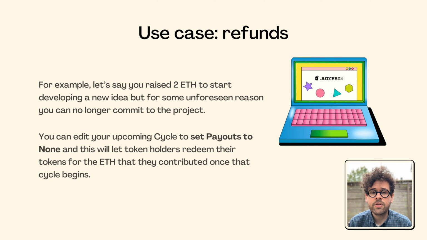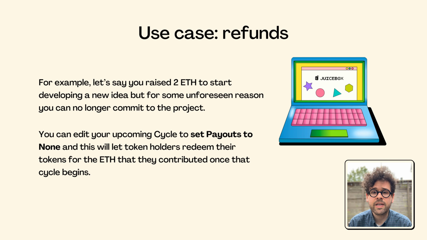Project tokens can also be used to offer refunds, so for example, let's say you raise 2 ETH to start developing a new idea, but for some unforeseen reason, you can no longer commit to the project. You can edit your upcoming cycle to set payouts to none, and this will let token holders redeem their tokens for the ETH that they contributed.